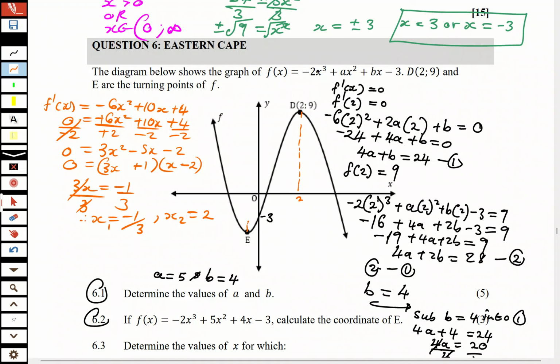So it means that e is simply -1 all over 3. So therefore, they said calculate what? The coordinates of e. So it means even the y. So evaluate your function at -1 all over 3. You know we don't like wasting time. So let me take out our calculator here and see what we have.